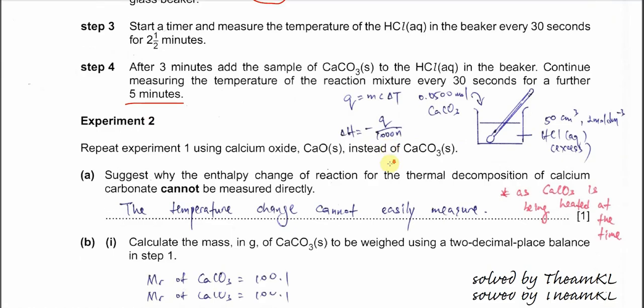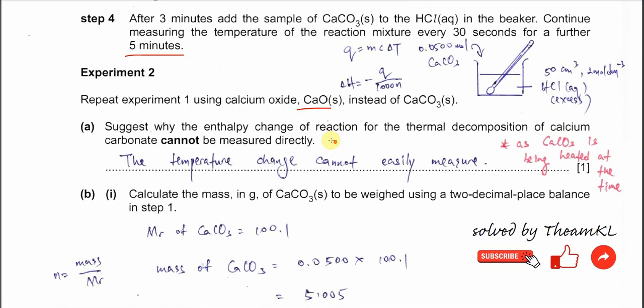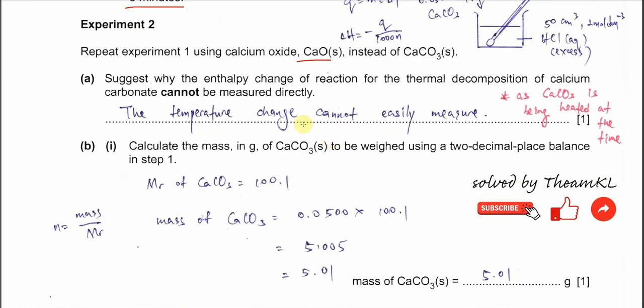For experiment 2, the steps are exactly the same. It's just that the solid used now is calcium oxide. Part A, suggest why the enthalpy change of the reaction for this thermal decomposition of calcium carbonate cannot be measured directly. This one I already told you. Because the temperature change, the delta T, cannot easily be measured during the heating. As calcium carbonate is being heated, it is very hard to get the delta T.